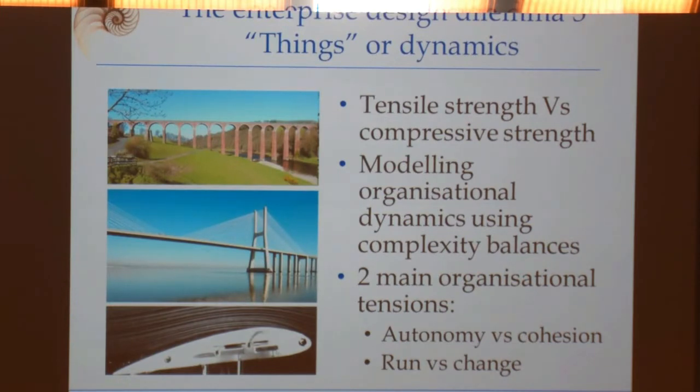We've got five main organizational tensions. One of them we talked about with Nick, which is about the ability of the organization to actually deliver what it's supposed to be delivering. But the two really, really big ones are around autonomy versus cohesion. So how much freedom there is at what level of the organization to do stuff. And the second one is around run versus change. So how much the organization is based around doing what it already does and how much it's geared to do something new.